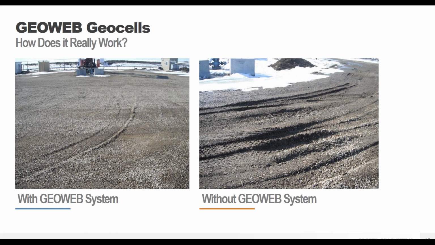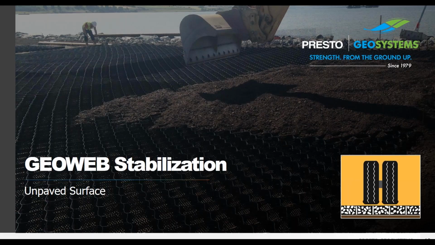So yes, this does actually really work, and it is a great solution for a lot of different applications. Okay, so with all of that background, we can get started now. We're going to describe how the GeoWeb system works when it's placed at the surface to create a stabilized unpaved road or pavement section.